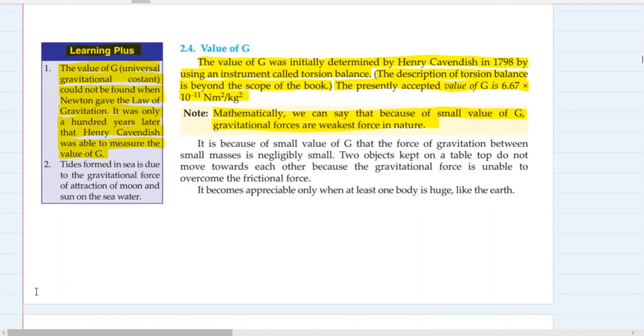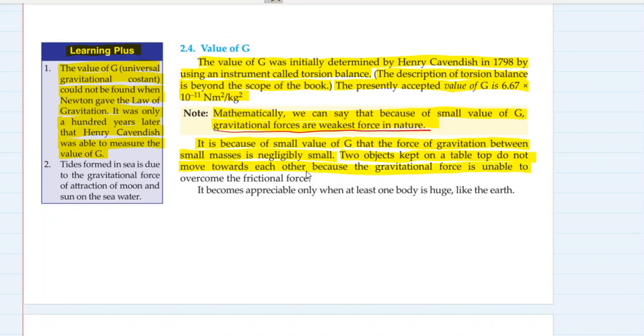And since the value of G is very small, we can say that gravitational forces are the weakest forces in nature. Further, they have written that it is because of the small value of G that the force of gravitation between small masses is negligibly small. Two objects kept on a table do not move towards each other because the gravitational force is unable to overcome the frictional force.